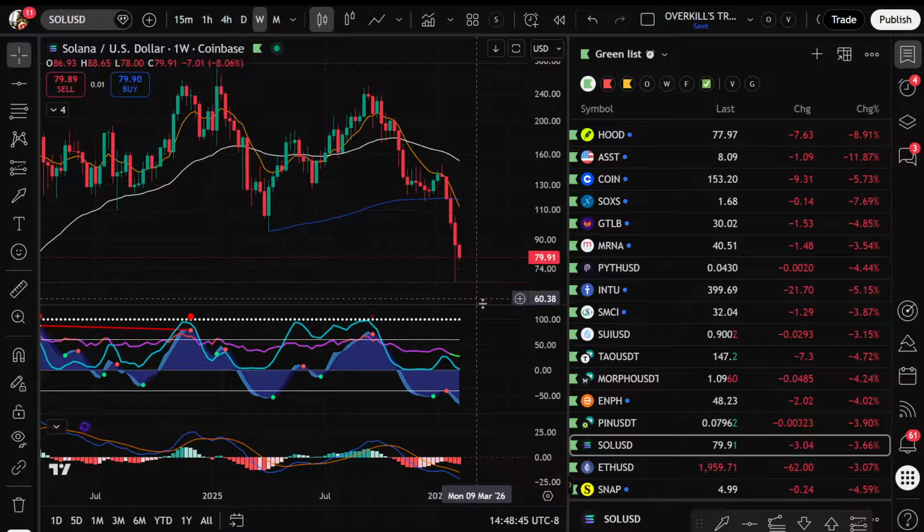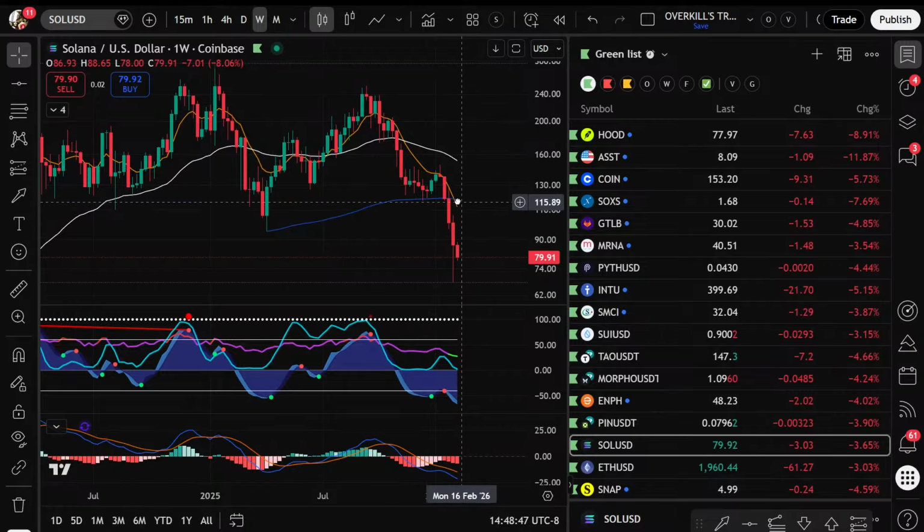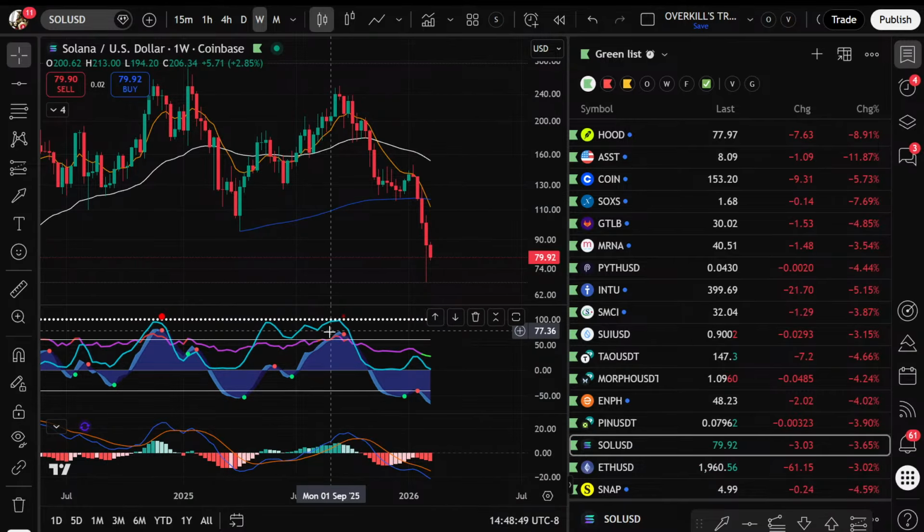So if this does keep going down, again, just continue to buy. And when it comes back up, I don't know how long it's going to take. It could take 12 months. It could take 3 months. It could take 2 months. It could take a month. There's no way to really tell.